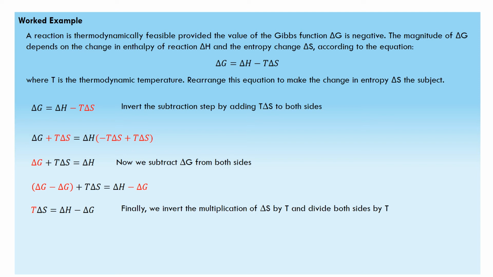And finally, we can invert that multiplication step, whereby delta S is multiplied by T, by dividing both sides by T. And of course, if we write the equation properly, we know that on the left-hand side, that T over T value will cancel out, and we are left with an equation that is solved for delta S.